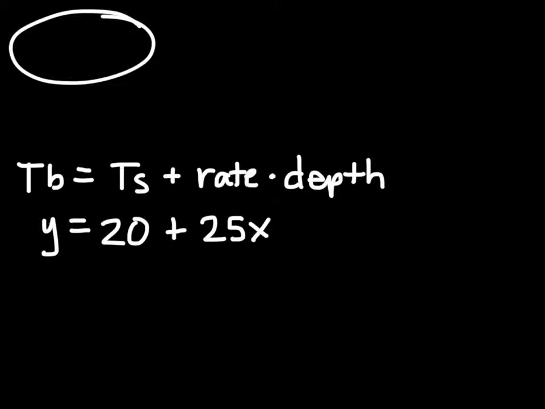The next part of the problem says that underground bacteria exist that can survive in temperatures of up to 110 degrees Celsius. Let's find the maximum depth at which those bacteria can live. So if we want to know the point where y is equal to approximately 110, we simply need to graph this equation. So let's do that.